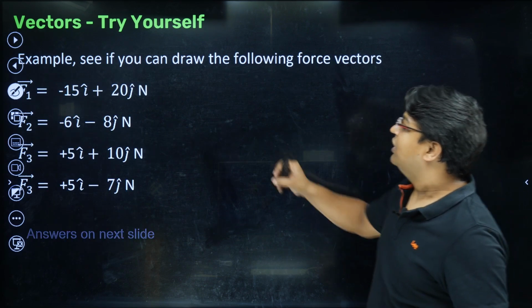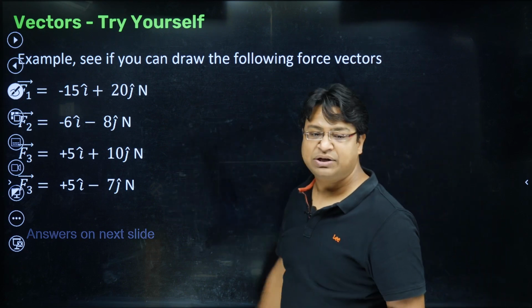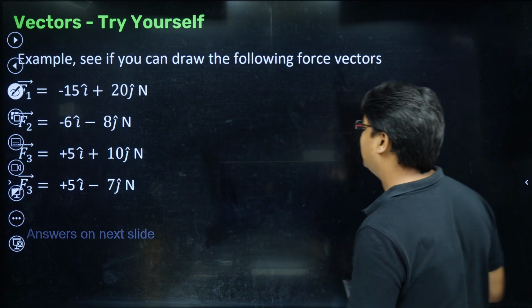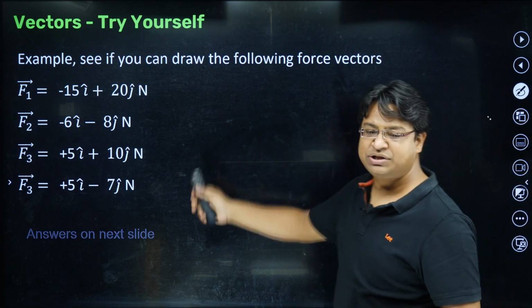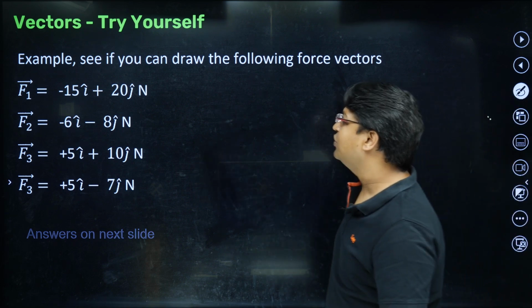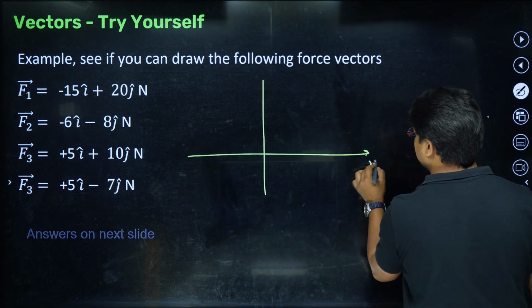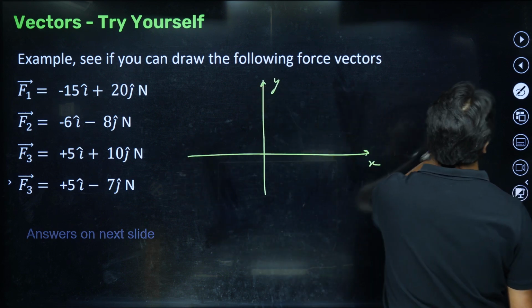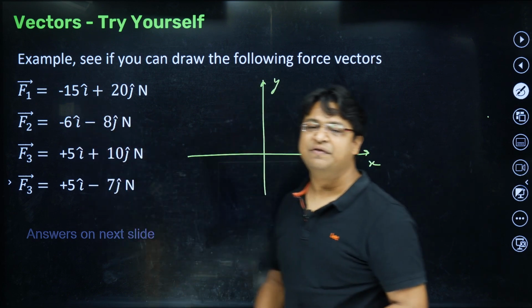Okay, now let's see if we can draw these force vectors. So here are some force vectors that you see: F1, F2, F3, F4. Now you see them clearly. So if I want to draw F1, let's see how we do this. Let's say this is the x-axis and this is the y-axis. Now what are we expected to do here? I will draw minus 15 i cap.